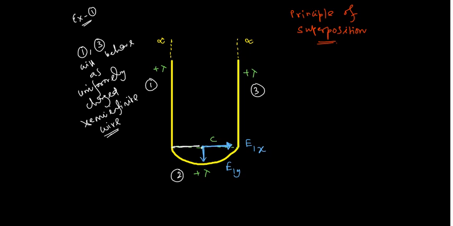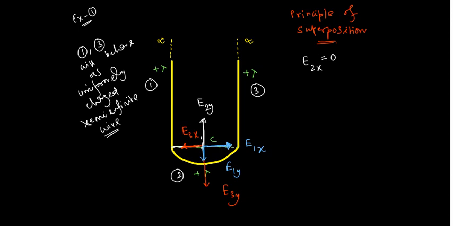Similarly for the third one, in the leftward direction I will write E3x, and in the downward direction E3y. Due to the semicircular portion, the electric field will be in the upward direction, along y. We have also calculated that. Let us say this is E2y, and E2x is equal to 0. There will be no x component for the semicircular portion.